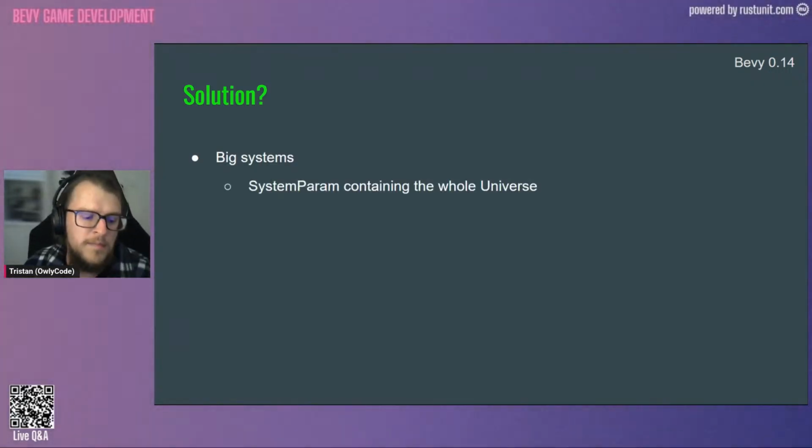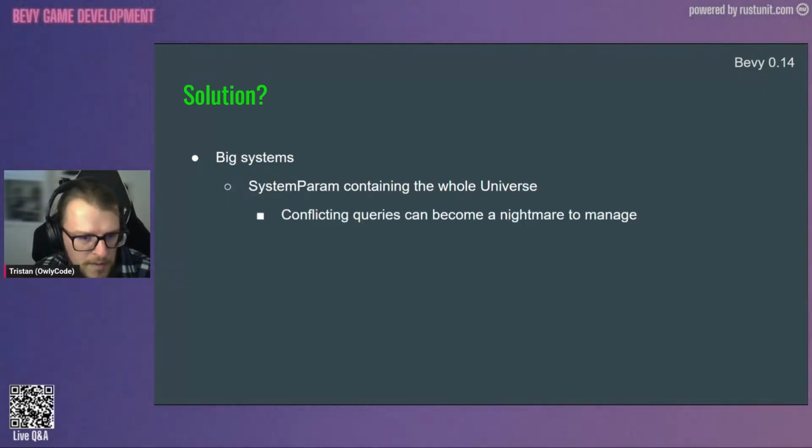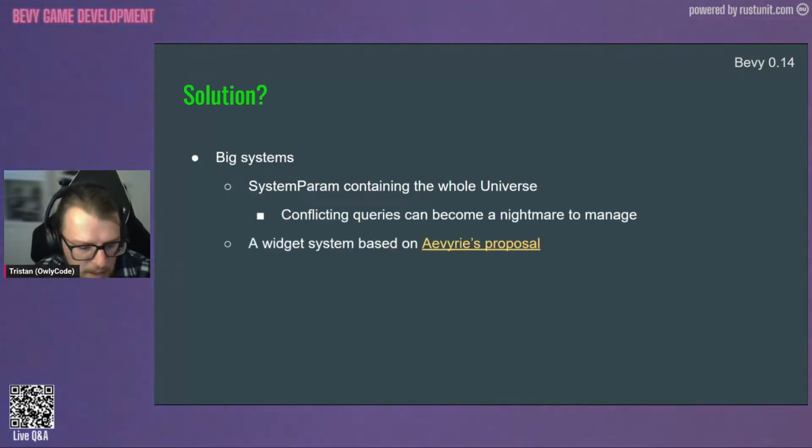That's why I'm asking the question. Because if I do big systems, I end up with system params containing the whole universe, and the conflicting queries become a nightmare to manage. And I have a small screenshot that I will show you after.